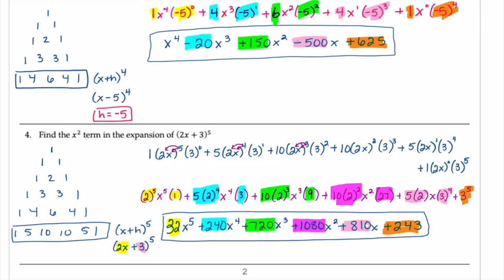Now I can answer the question. It says find the x squared term, which is right here, which means that the x squared term is 1080x squared. And this is how you use the Pascal's triangle to help you when you have a binomial raised to a certain power.